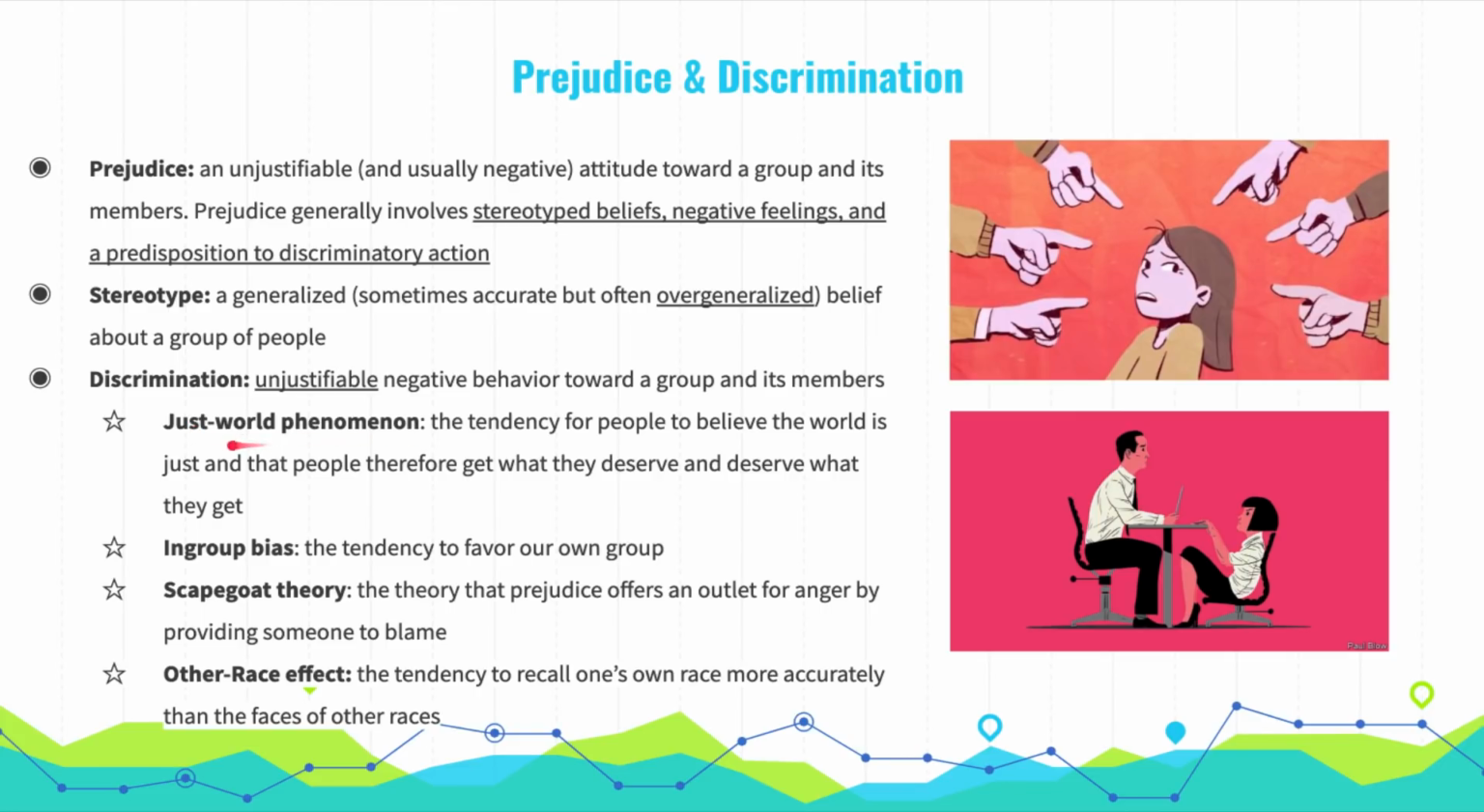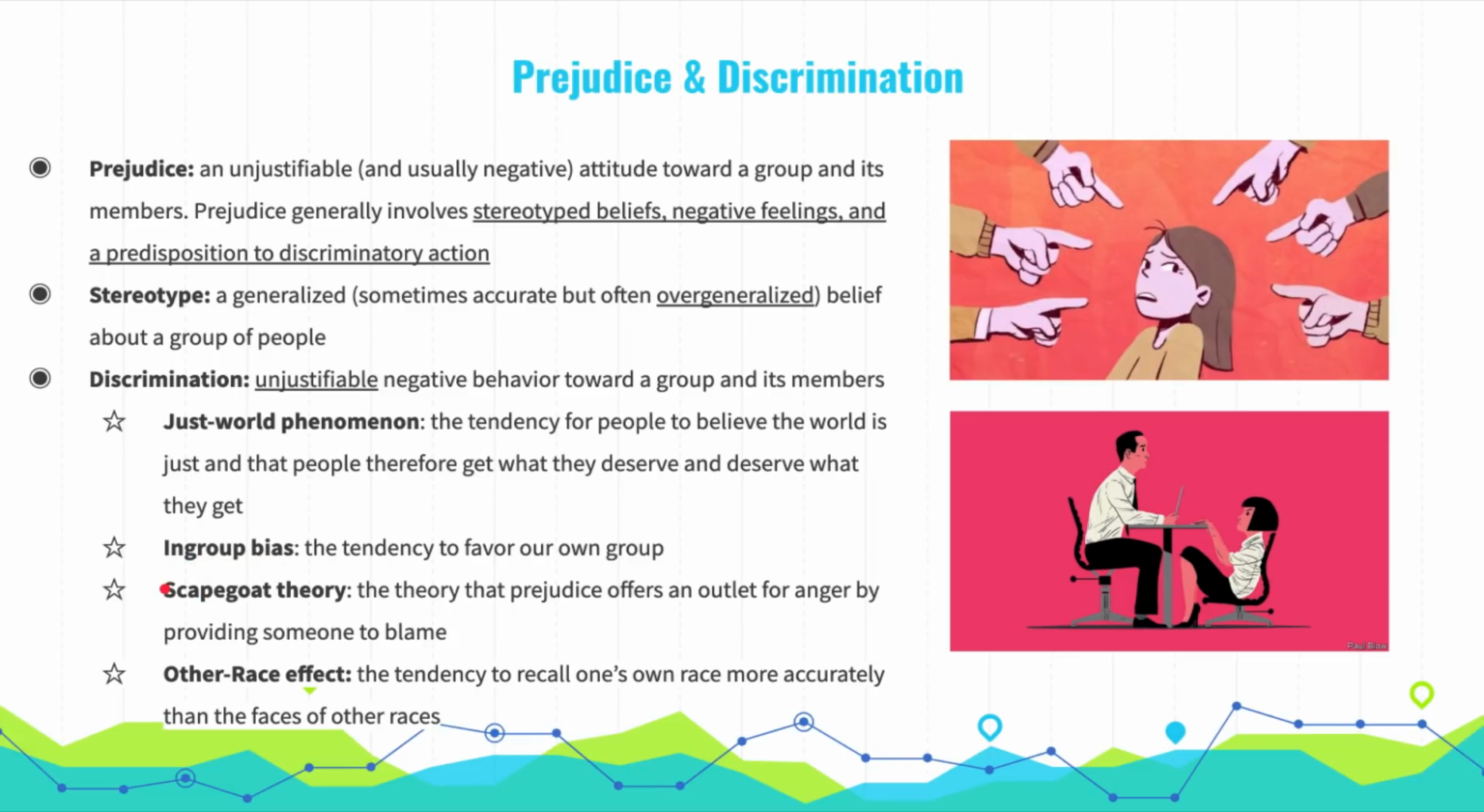The just world phenomenon is the tendency for people to believe the world is just and that people therefore get what they deserve and deserve what they get. Unfortunately, an example of this is when people somehow justify rape by saying that the victim had it coming for them. In-group bias is the tendency to favor our own group in a situation.